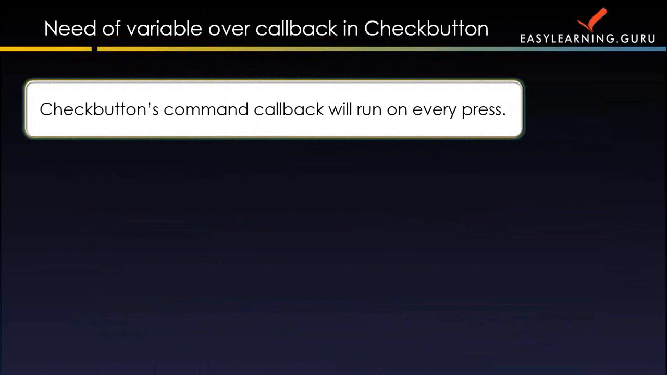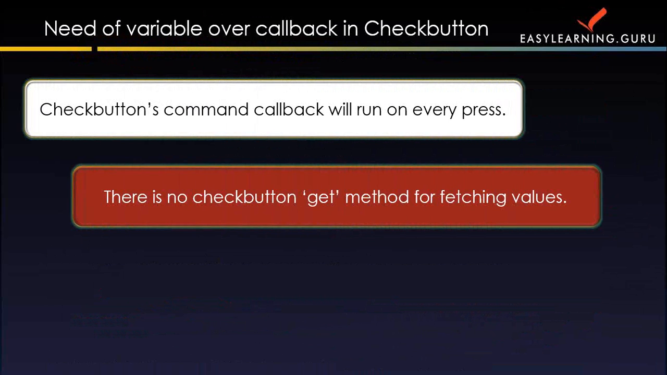Because of that, if you want to run an action immediately when a check button is pressed, you will generally want to check the button's current value in the callback handler. As there is no check button get method for fetching the value, you usually need to integrate an associated variable to see if the button is on or off.